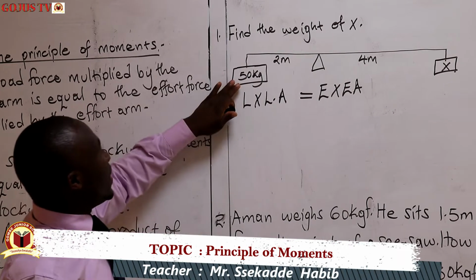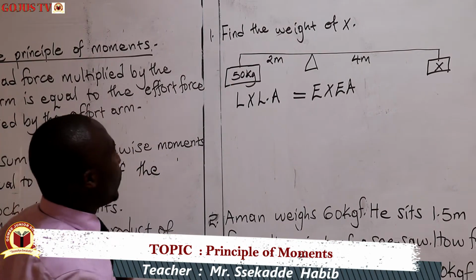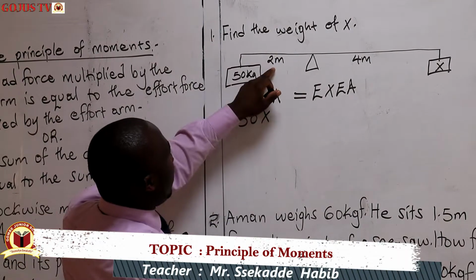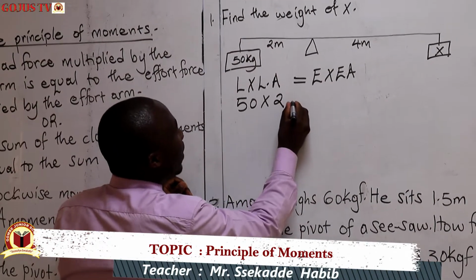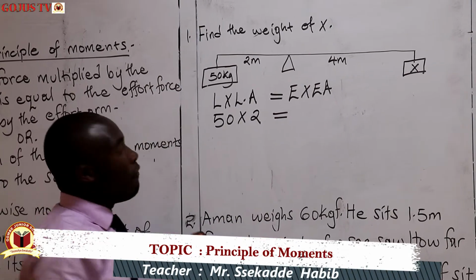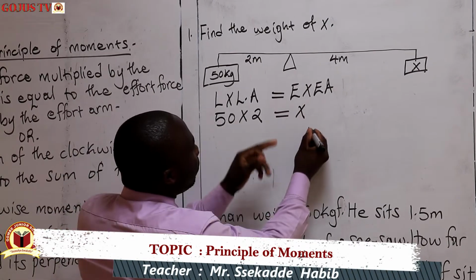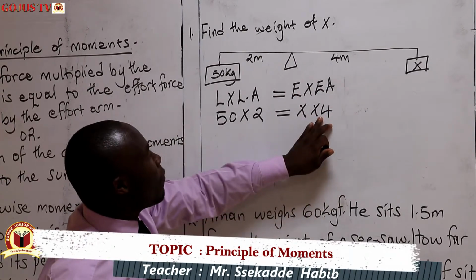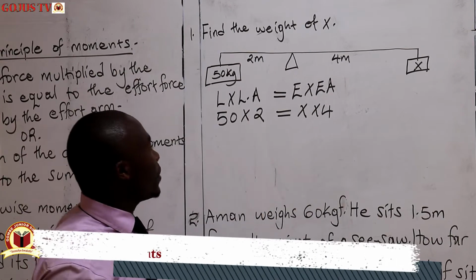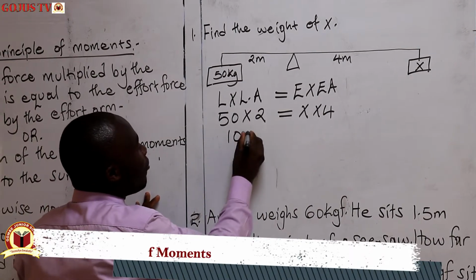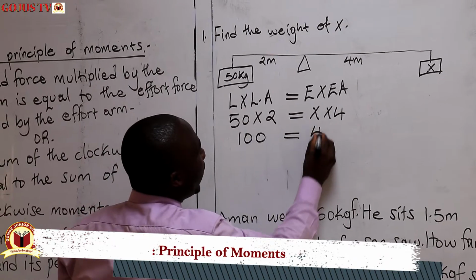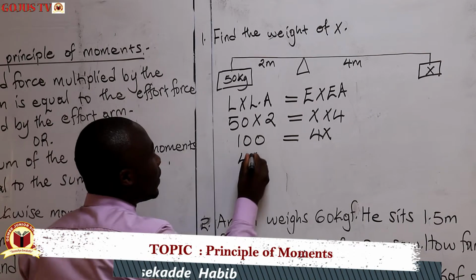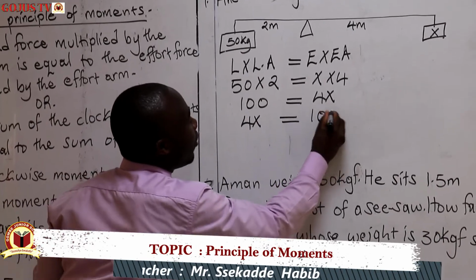I think you can see that this is the load that we have. For the beginning, we may neglect the units, and we say 50 times the load arm, which is 2 meters, will be equal to X times 4. X represents the effort, and 4 meters represents the effort arm. So here we shall have 100 equal to 4x. Therefore we can interchange, and say 4x is equal to 100.